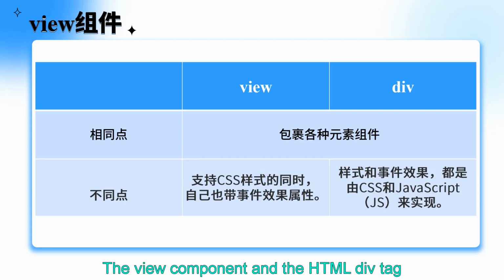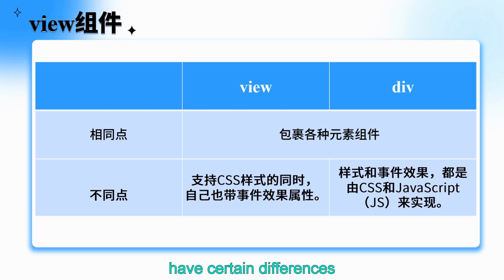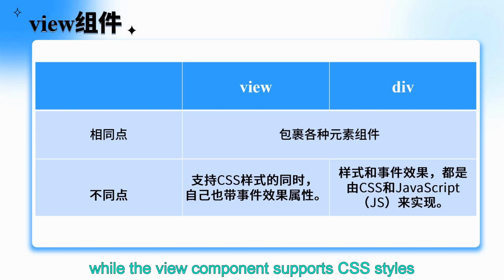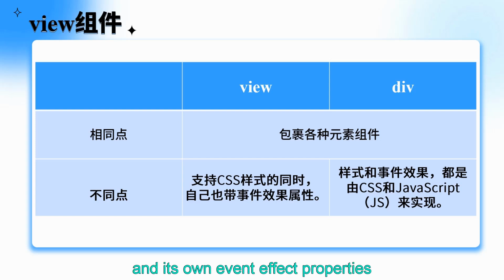The view component and the HTML div tag have certain differences. The style and event effects of a div are implemented using CSS styles and JavaScript code, while the view component supports CSS styles and its own event effect properties.